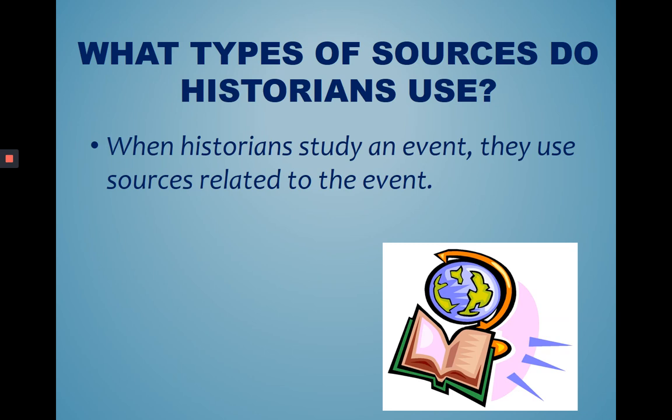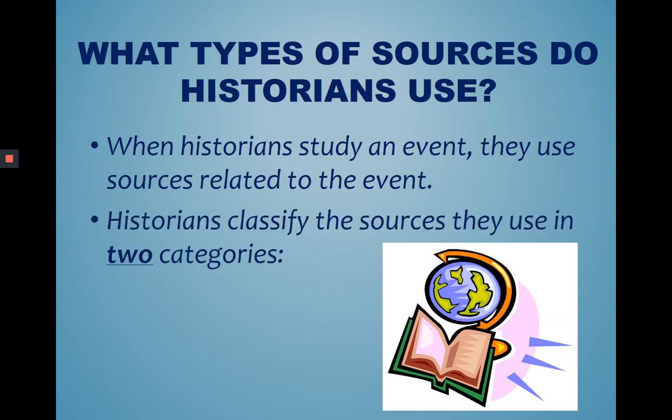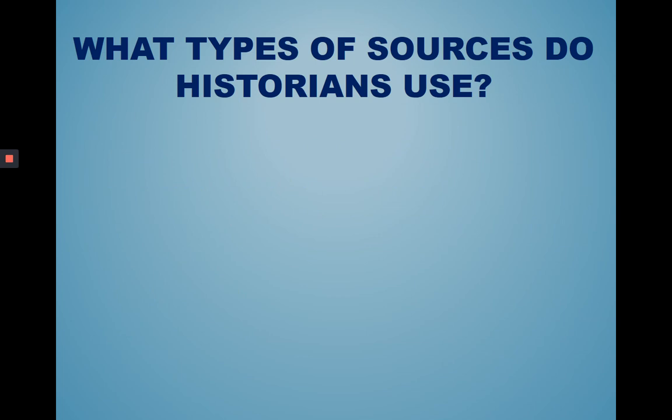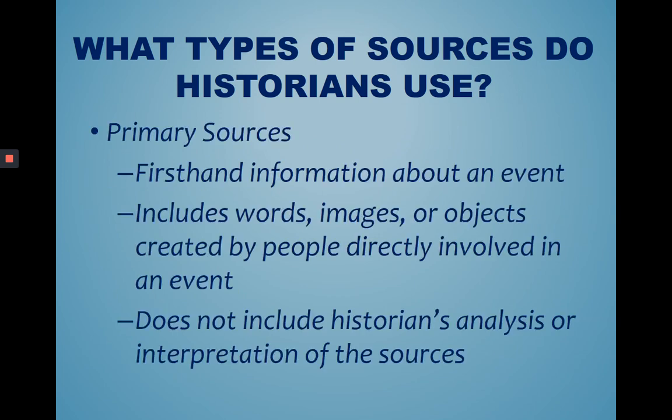When historians study an event, they use sources related to the event. We classify those sources into two categories: primary sources and secondary sources. First, we will talk about primary sources.